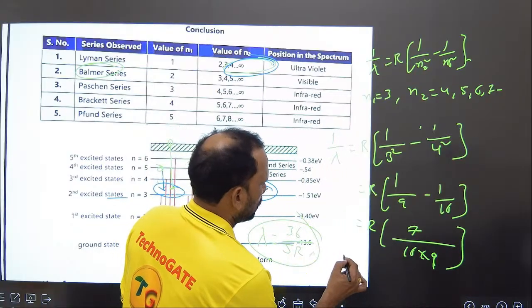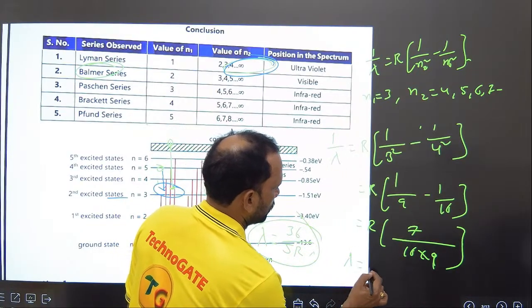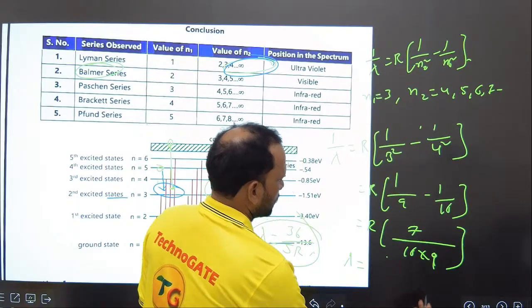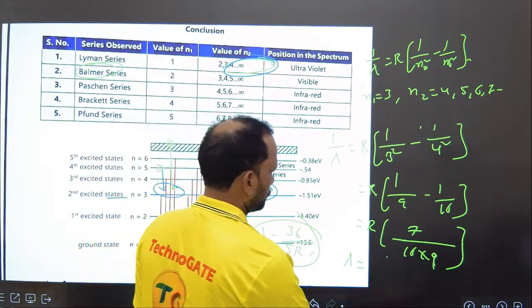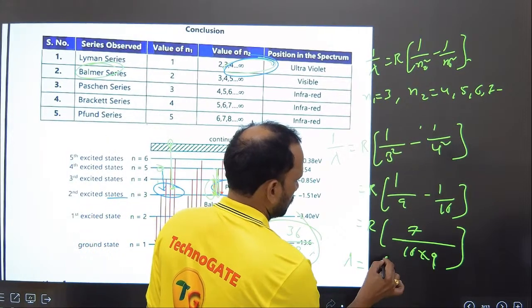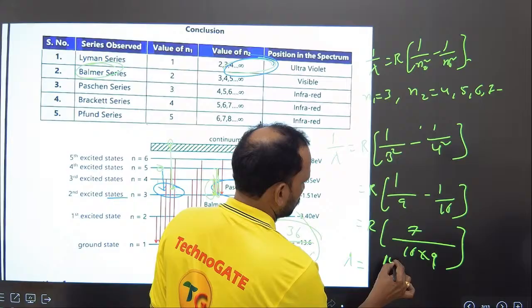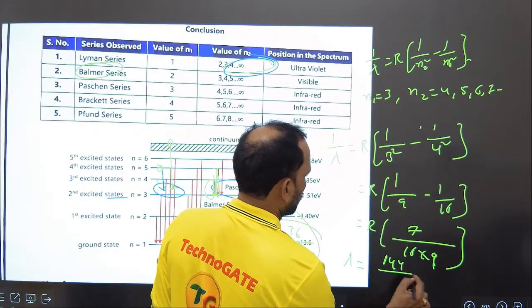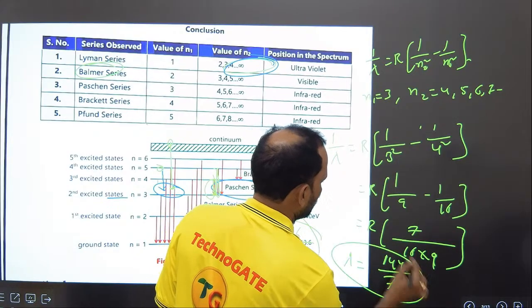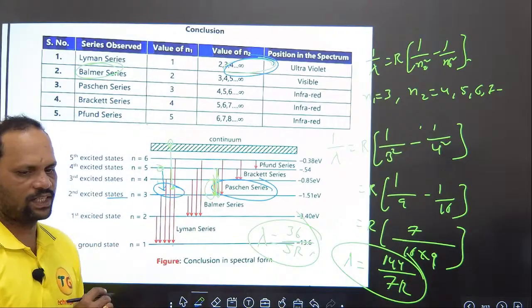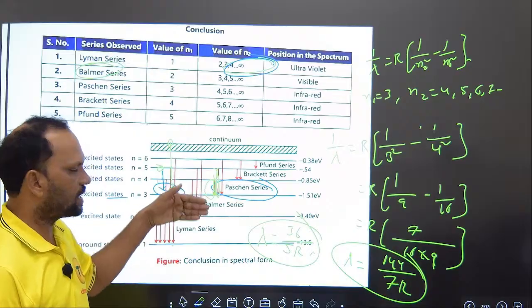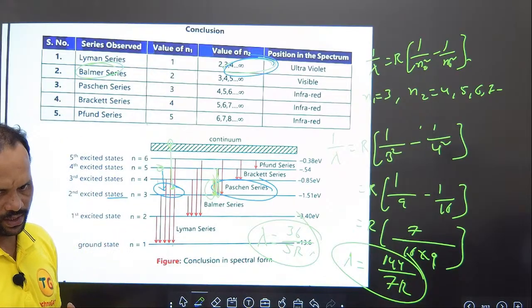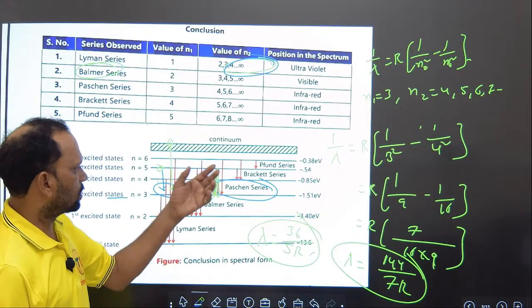So 1 by lambda is equal to 7R by 16 into 9. 16 into 9 is 144, so lambda is 144 by 7R. This is the first line of the Paschen series, and this is also the longest wavelength. The next immediate line is always the longest wavelength. Second line, third line you can find out.